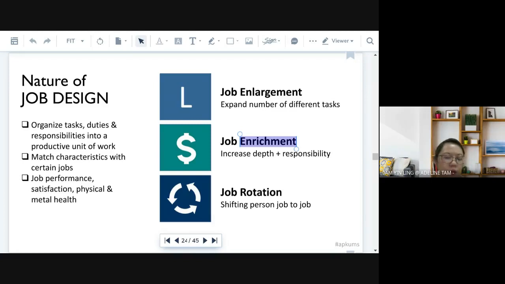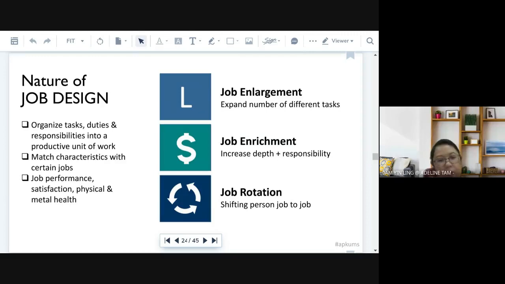So that we want him, or he is given like a supervisor already. Okay, instead of being a worker, now he becomes a supervisor. So as a supervisor, he has more responsibility, tanggung jawab. So this is job enrichment.